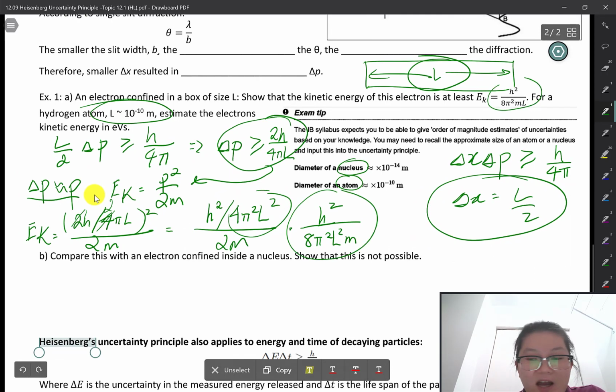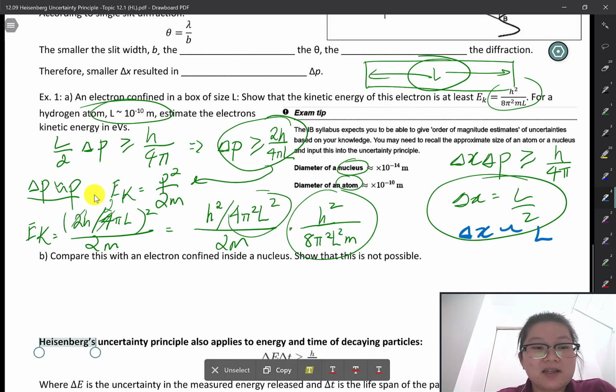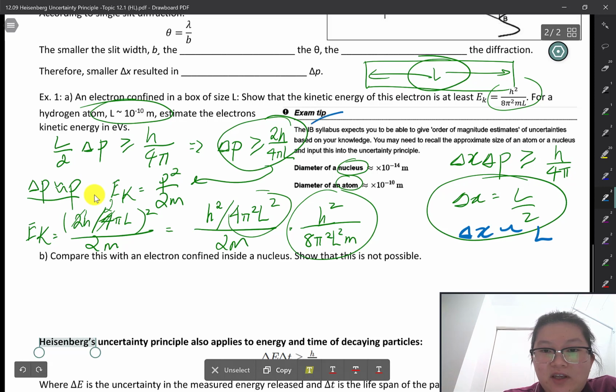But I wouldn't even care about this L over 2. And if we didn't include this one, let me write it in a different color. If we say delta x is just approximately the length of the box, then we would get this delta p over here as greater than or equal to, so this 2 wouldn't exist, so that would just be h over 4 pi L.